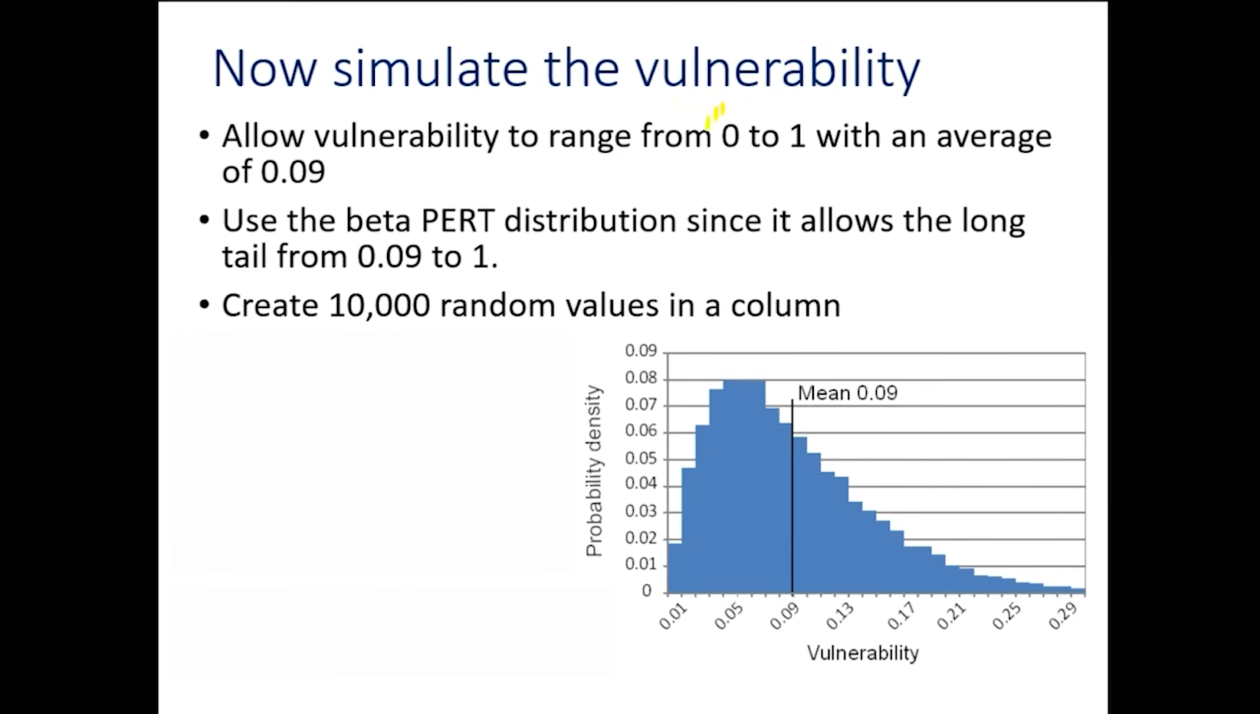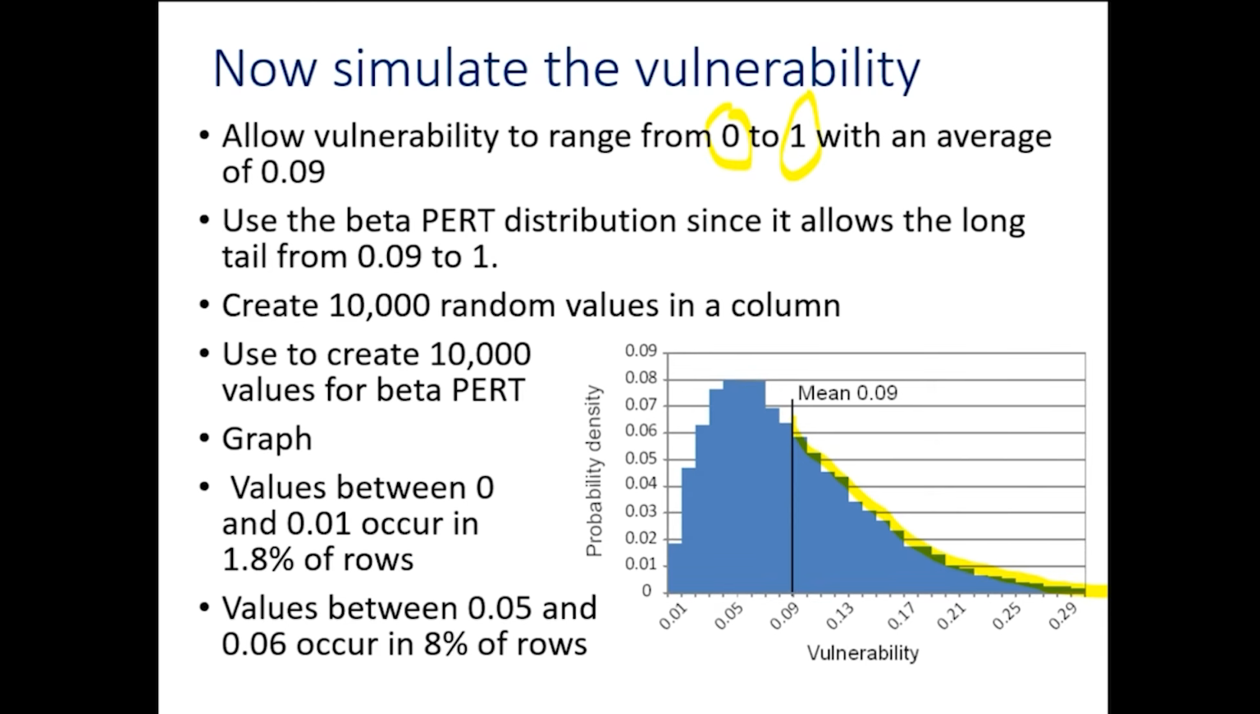We're going to start with 0, since some of these powder avalanches will simply dust the truck with no probability of harm to the driver, whereas others will have a high probability of killing the driver. So we're going to use the beta PERT distribution since it allows for the long tail from 0.09 all the way up to 1, which is off the graph and off the screen.